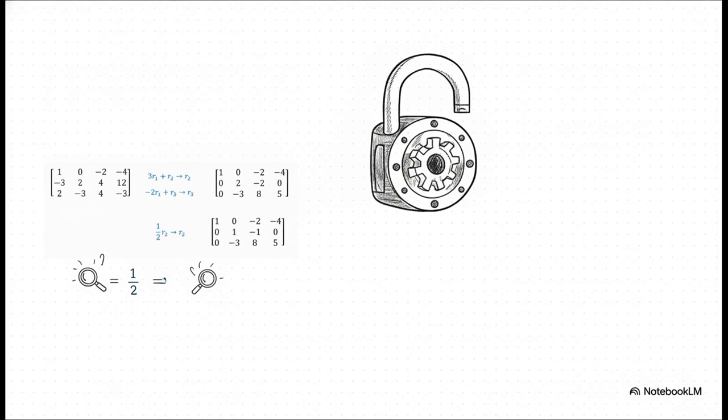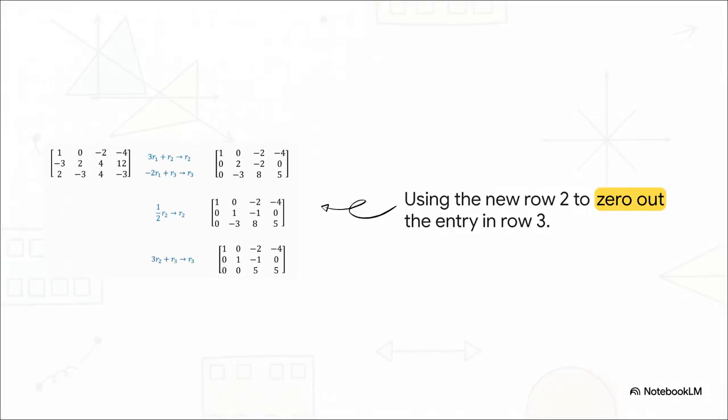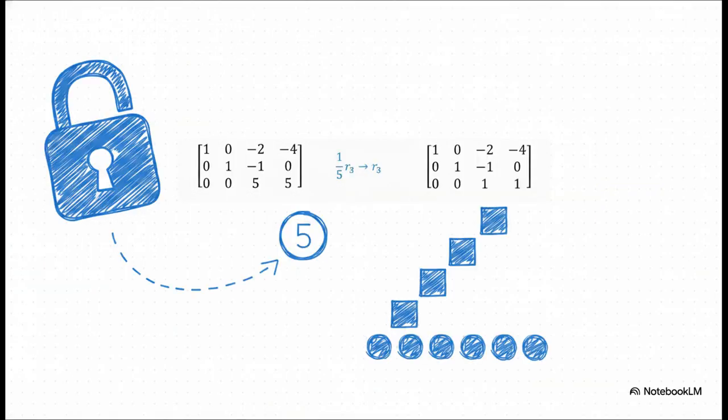Click. The next tumbler falls into place. Sticking faithfully to our master system, we now use that brand new anchor point, our leading 1 in the second row, to wipe out the number directly below it. We've got a -3 sitting down there. So we multiply our second row by 3, add it to the third row, and boom, it becomes a 0. We are almost entirely through the lock now.